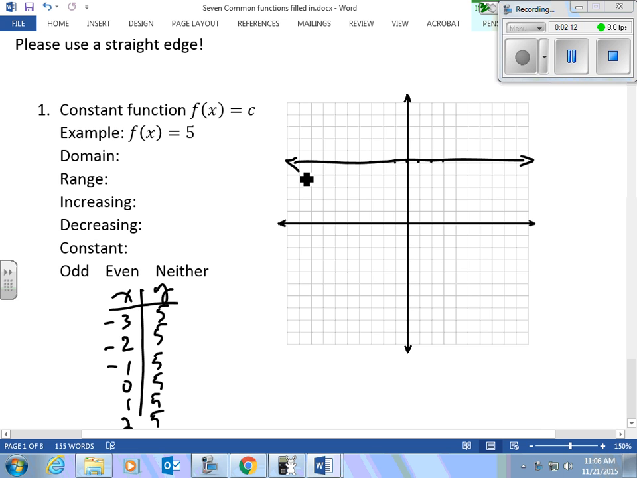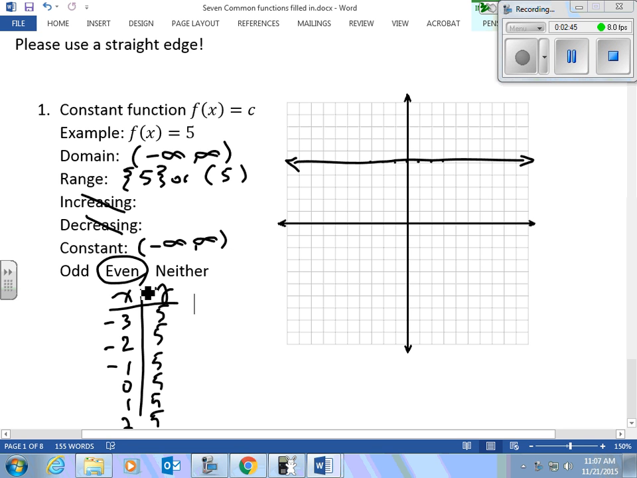Okay, so the domain of this function is -infinity to infinity. The range is only 5. Or we could just write that as 5. Is it increasing? No, it's not decreasing at all. It's constant over the whole domain of -infinity to infinity. Okay, and is it odd, even, or neither? It's actually an even function because it's symmetrical about the y-axis.